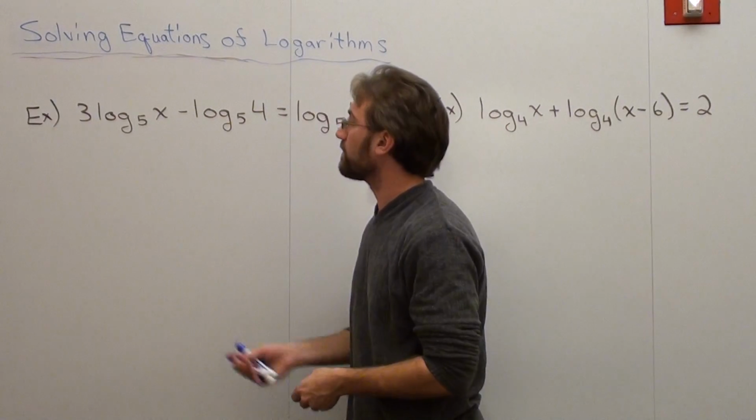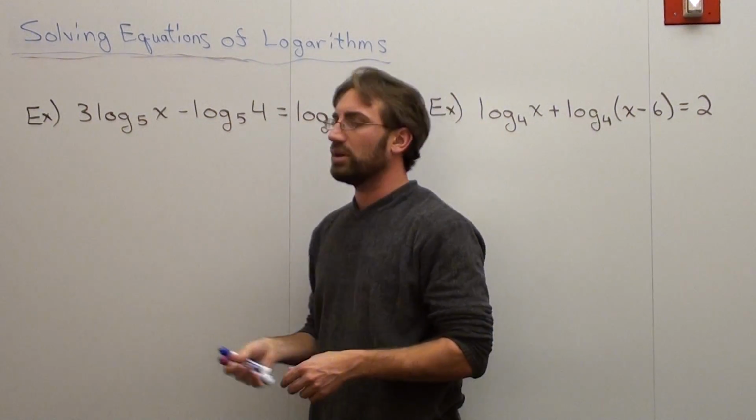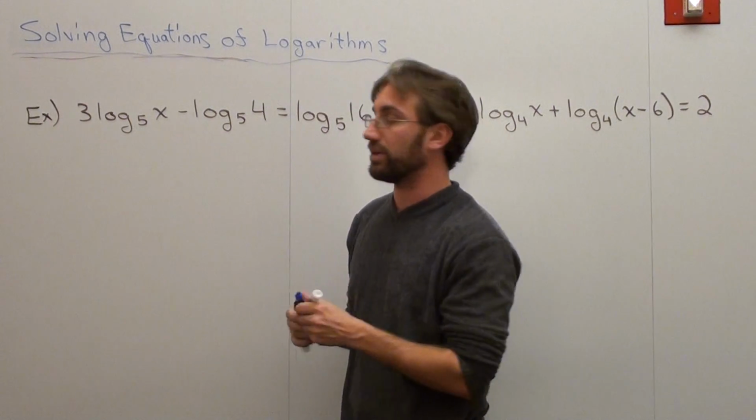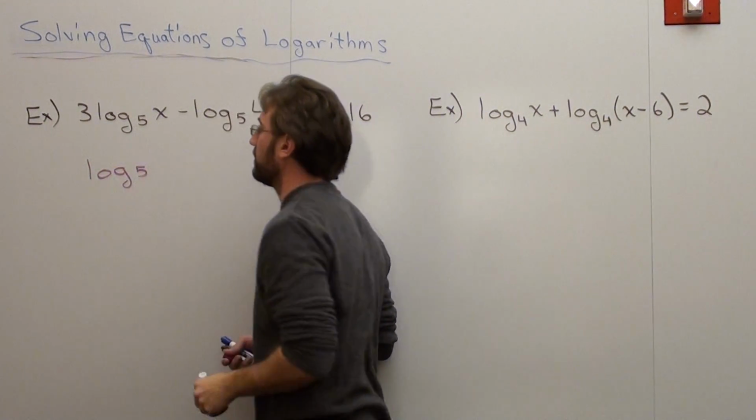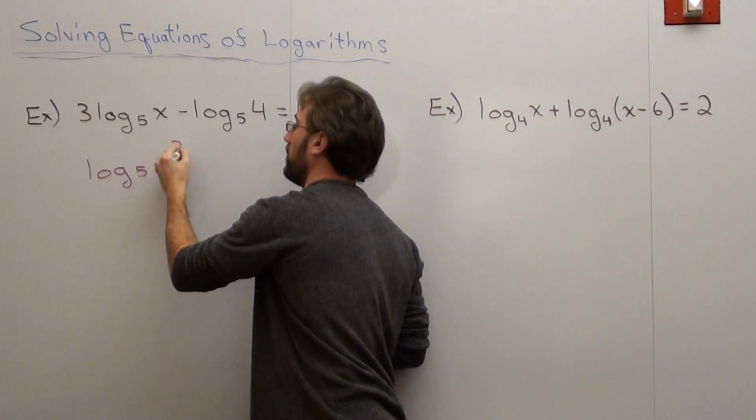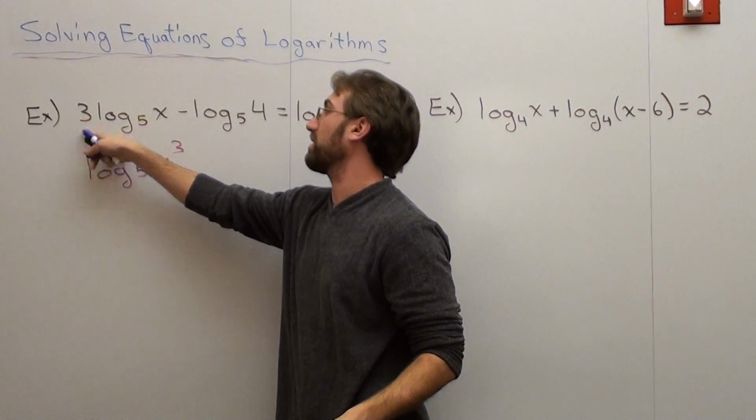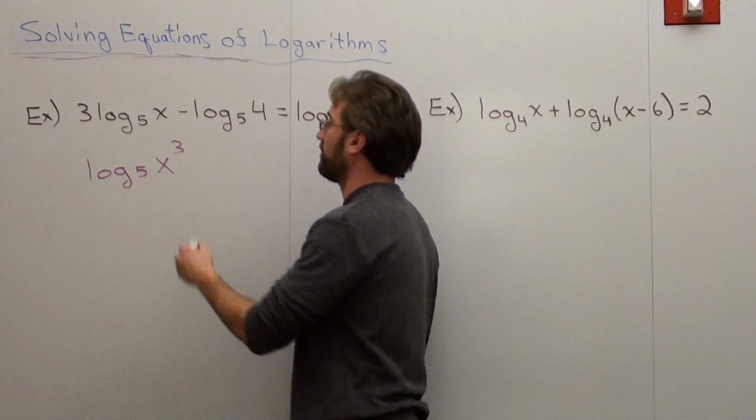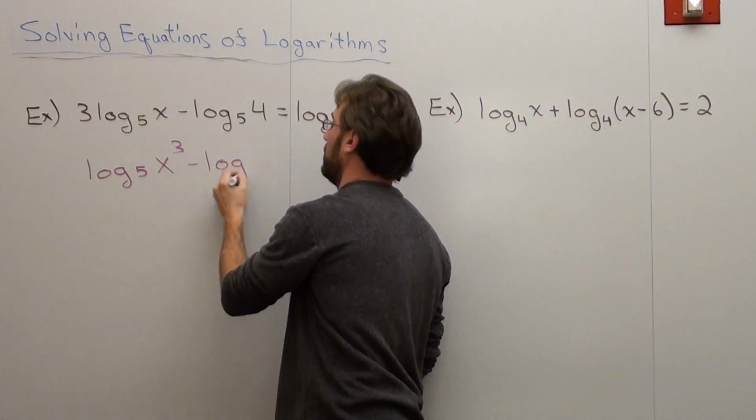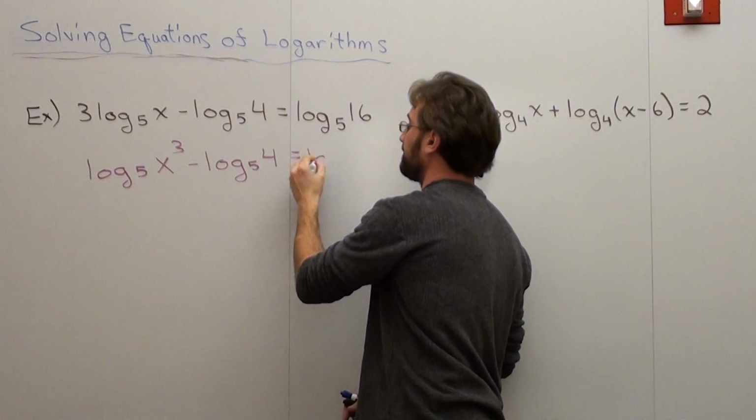So here we go. I want to condense 3 log base 5 of x minus log base 5 of 4. Here's how I can do it. Log base 5 of x to the third. This is using the power property. If it's a power, you put it in front, but if it's in front, you can also put it as a power. Minus log base 5 of 4 equals log base 5 of 16.